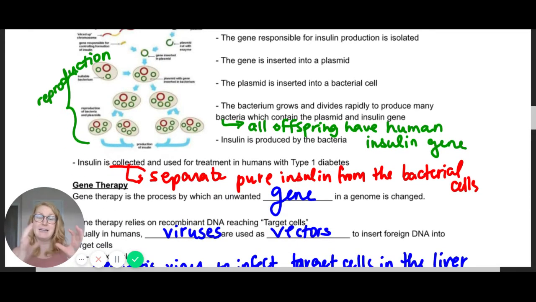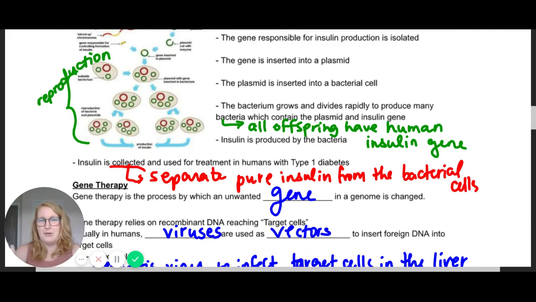We then collect it and remove it from the bacterial cells so that people who require insulin injections are getting human insulin, but it's actually produced by bacteria. So we've essentially manipulated, or engineered, the genome of the bacteria to produce human insulin for us.